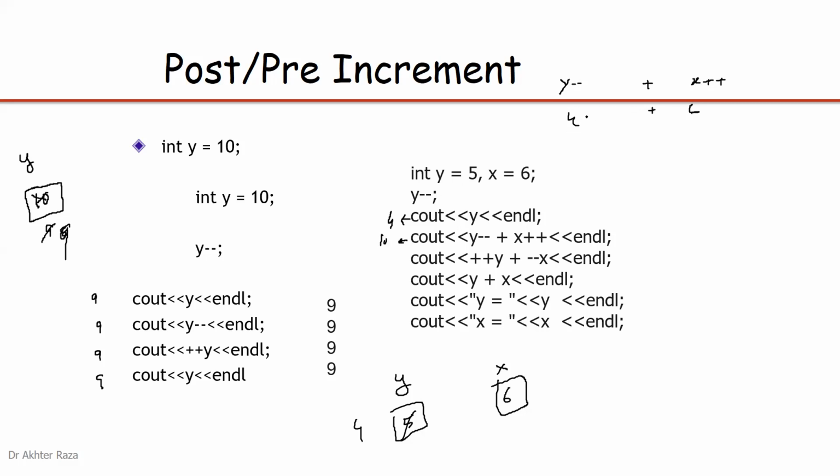Just after printing this 10, x is increased by 1 and y is decreased by 1. So it becomes 7 and it becomes 3. Now again, a Cout statement is there. It has 3 components. One is plus plus y, and the other is minus minus x.